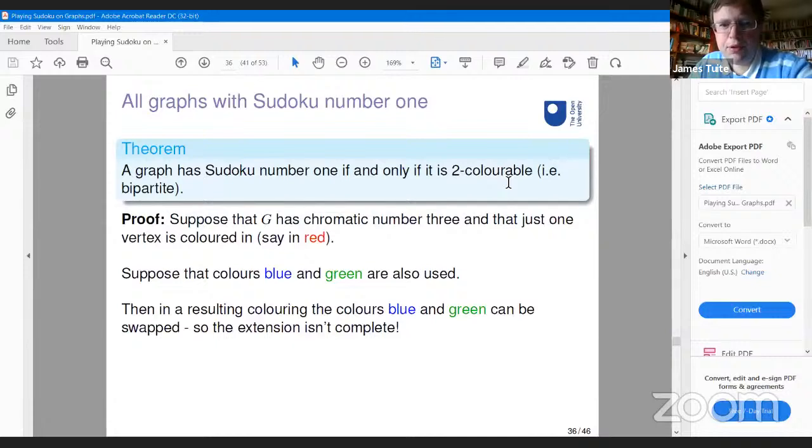Yes, so if you suppose that you've got a graph with chromatic number at least 3, so you need at least 3 colors to color it in, you can see that it can't have Sudoku number 1 in this case, because if you paint just one vertex red, then you could have one coloring completing with red, blue, and green, and then in the resulting coloring, I just swap green and blue. There's no difference between them. So if I just fill in one vertex, there's no way I can extend that uniquely. Okay, so that's why it's important that it's a 2-colorable graph.